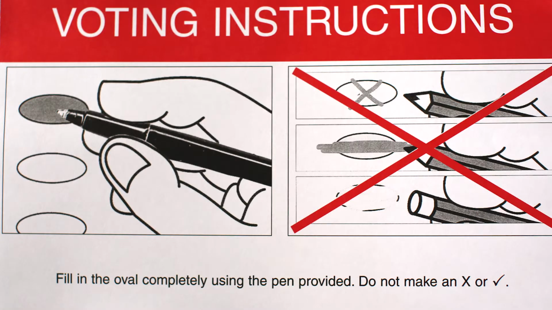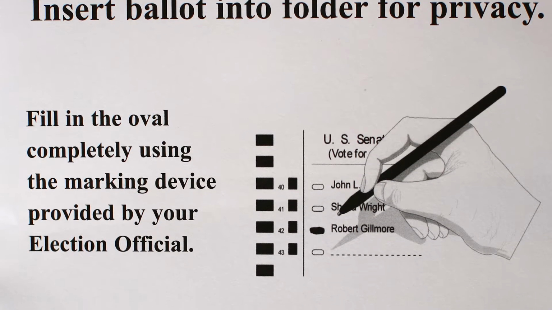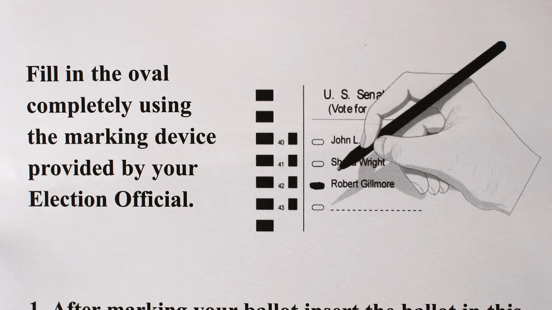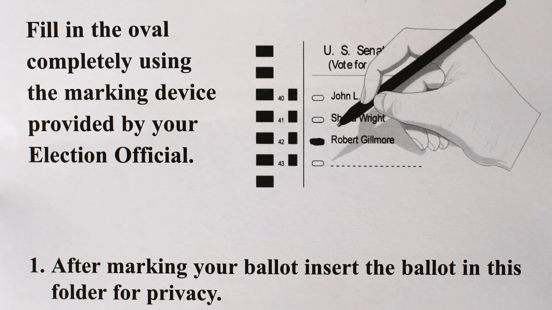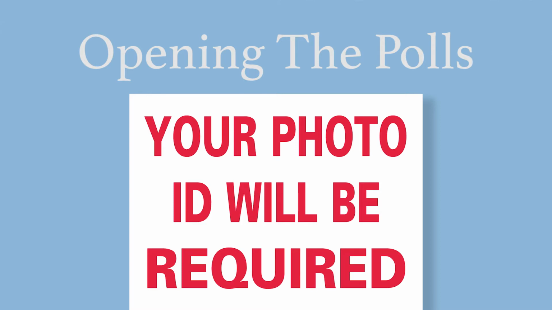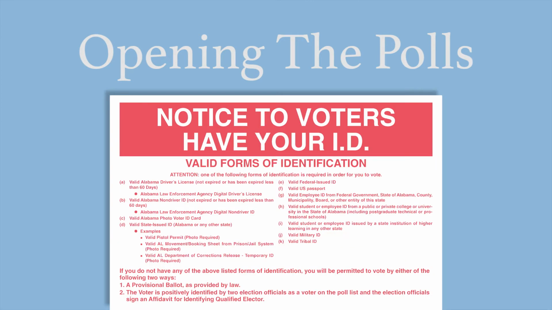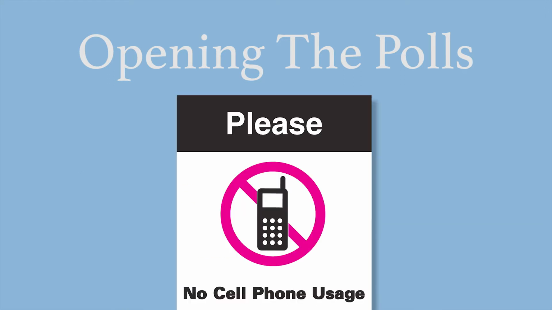There are signs to how to properly mark a ballot, instruction posters. That is to be displayed also on a secrecy folder. There are instructions on it as well. You will be required to have a photo ID to vote in Alabama, and a poster is provided with all of the appropriate IDs that are permissible. There is also a no cell phone poster.